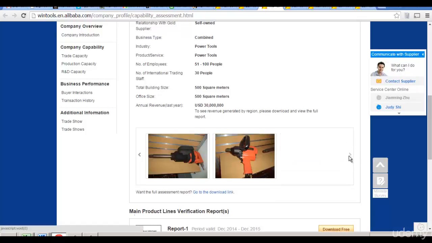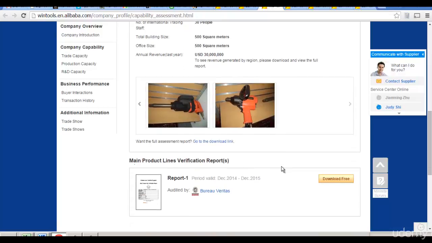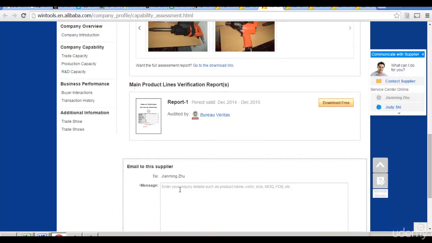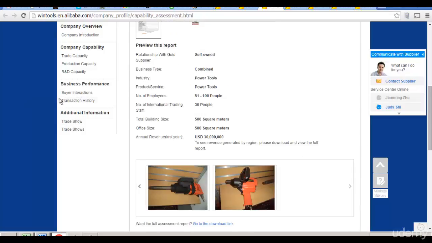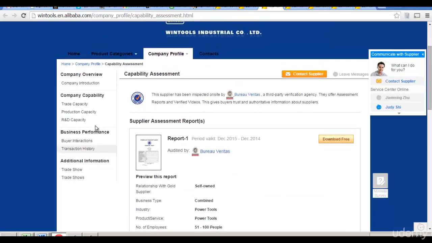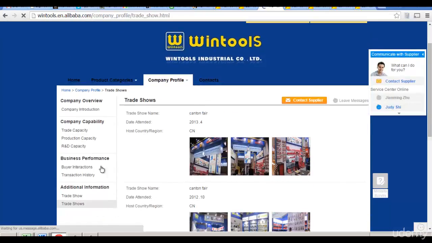You can see there some pictures of their product, sometimes even a video, and the actual report itself. Okay, and you can even email the supplier down here. On the left-hand column, you could see some important information also in the company profile section, which I feel is important to learning about that company. I want to see that they're involved in trade shows.